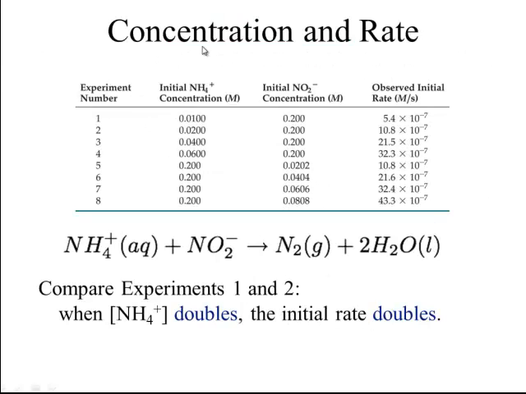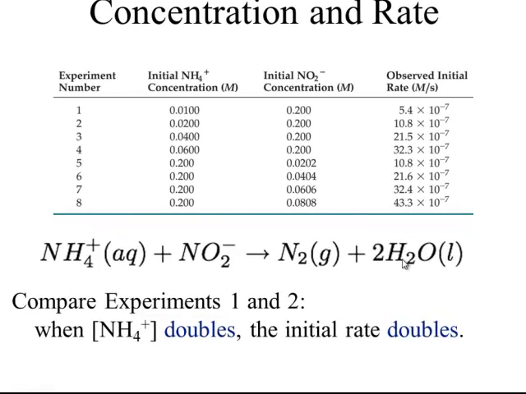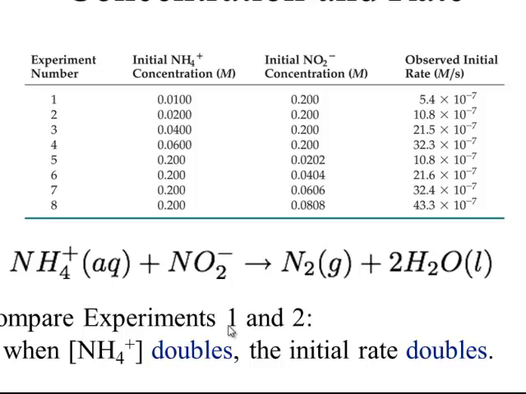Now, have a proper look at this table. There was a reaction carried out between ammonium ions and nitrite ions. The product formed is nitrogen gas and water. This reaction was carried out multiple times with different concentrations of ammonium ions and nitrite ions. And the initial rate of the reaction was calculated and is noted down in this particular column.